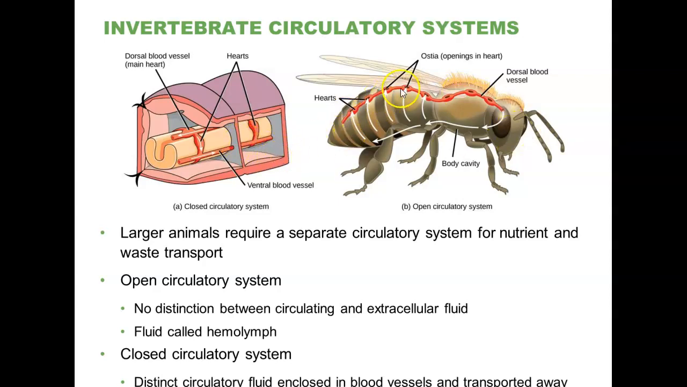And this, of course, is a bee right here, which maintains a very high metabolic activity, so it needs rapid delivery of nutrients to its muscles, particularly its flight muscles. So in both cases, these are invertebrates that have a circulatory system that takes care of metabolic needs.